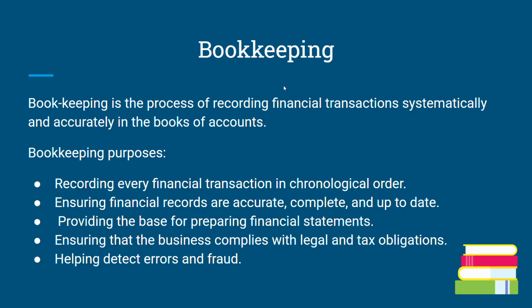So, bookkeeping is just the process of recording financial transactions and keeping them in books of accounts, right? So, we record every financial transaction in chronological order, meaning everything should be very accurate, even the date at which the transaction has happened. And then we also have to ensure that financial records are accurate, and provide the base for preparing financial statements. Right. What do we mean by that?